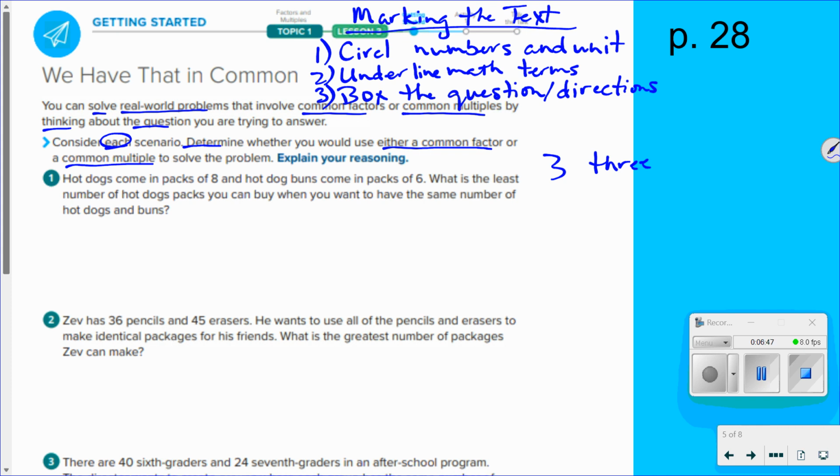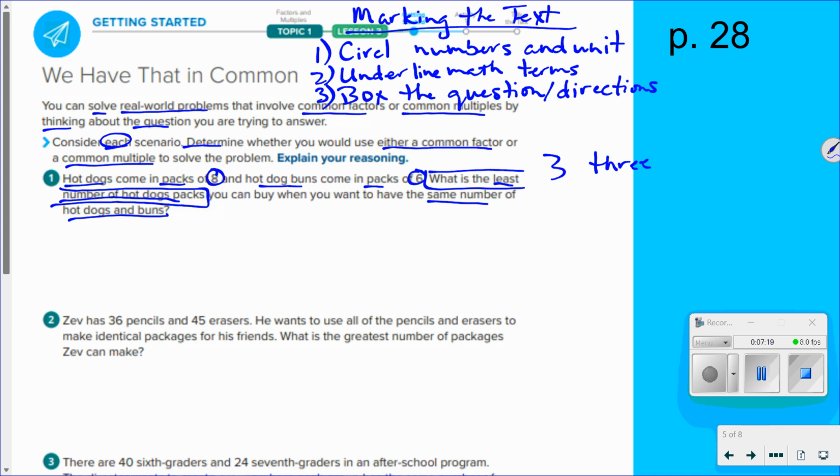Okay, number 1, hot dogs come in packs of 8, and hot dog buns come in packs of 6. What is the least number of hot dog packs you can buy when you want to have the same number of hot dogs and buns? So there's our question. What is the least number of hot dog packs? Okay, hold on. We'll get to that in a second. But yes, they nailed it.